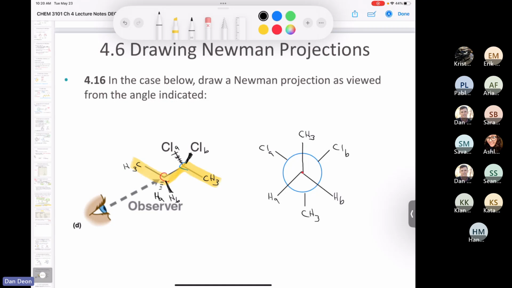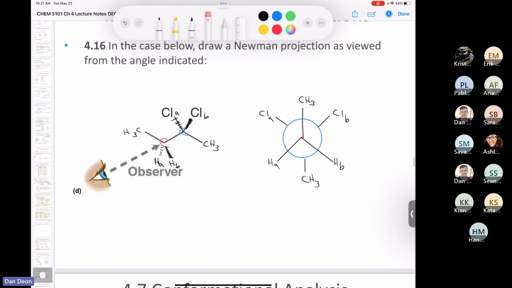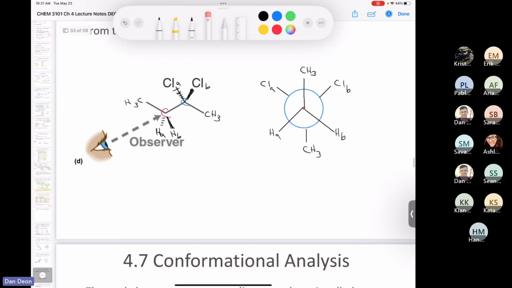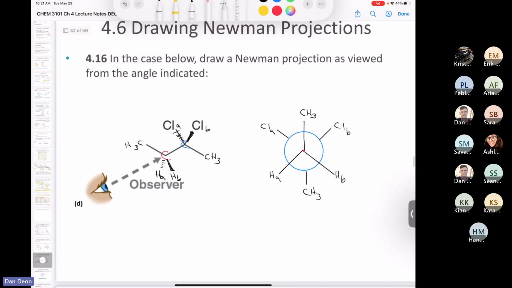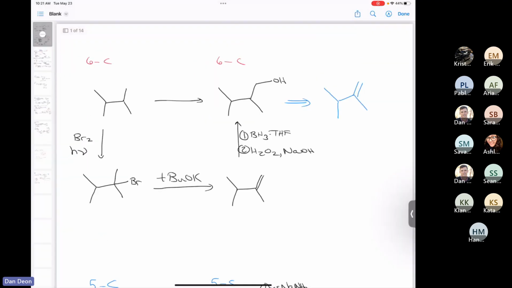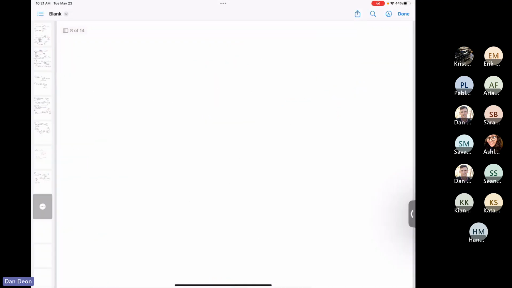It's a big deal, being able to draw a Newman projection. Heck yeah. Is it something that has to be practiced? Absolutely. You have to practice Newman projections in order to master them. There's no kind of shortcut around a Newman projection. And so what I want to do now is switch over to a blank document with you, and we're going to try to draw another one here.